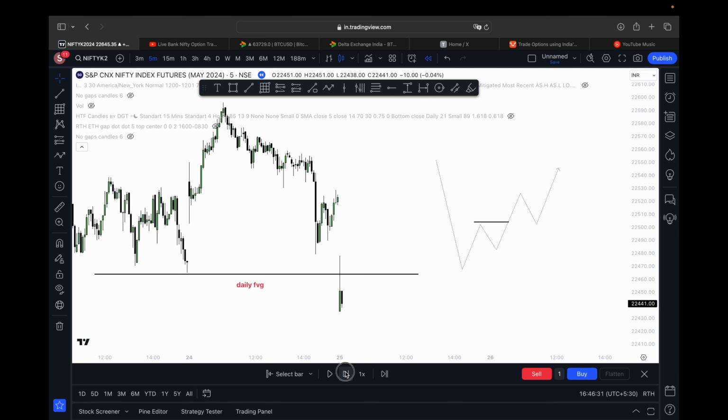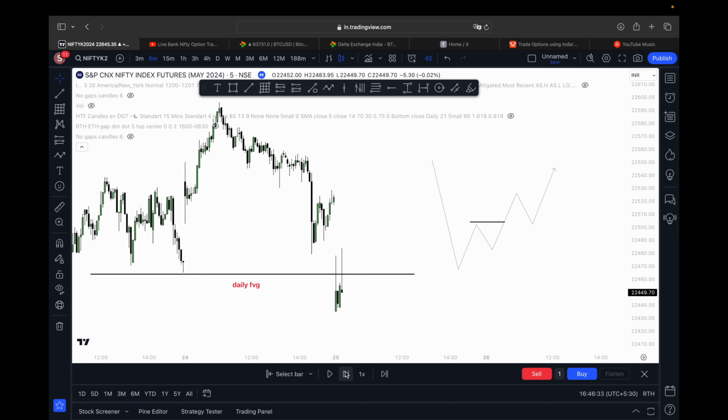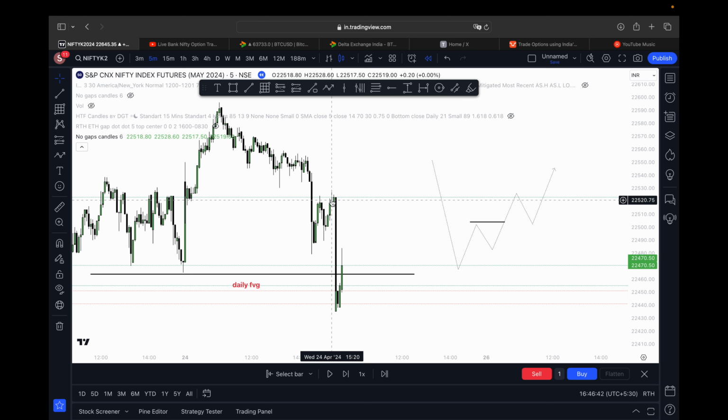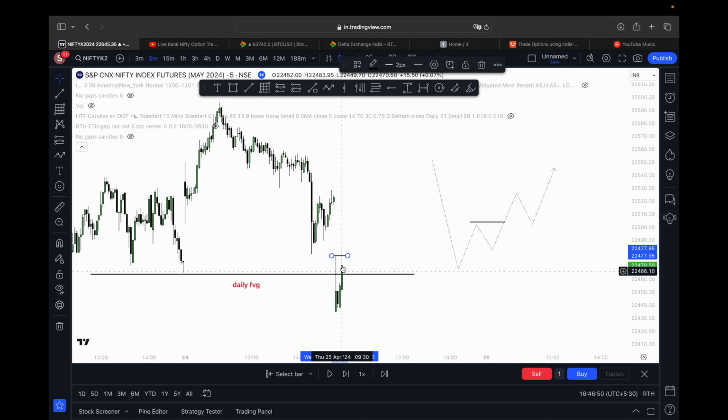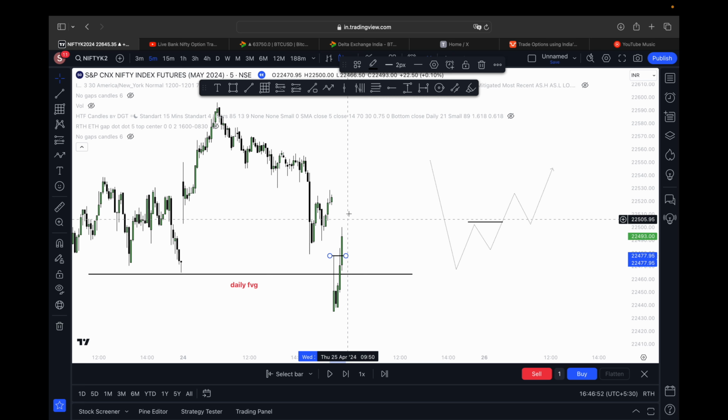As you can see, this was the high here. Okay, it came like this here. This was the high. This was the break. It has not broken it yet. You want to close above this. Okay, this was the close.